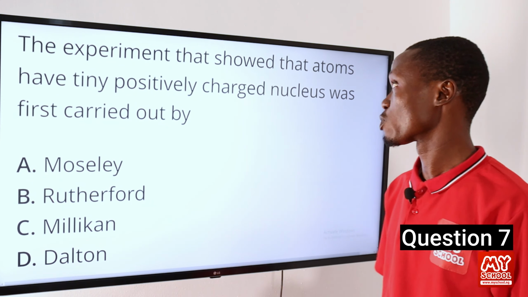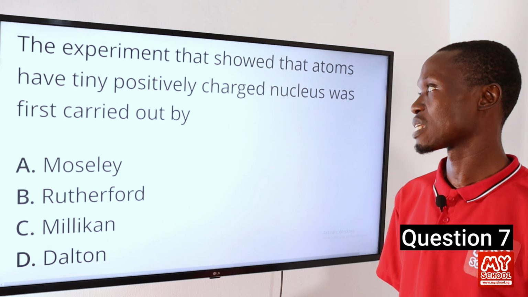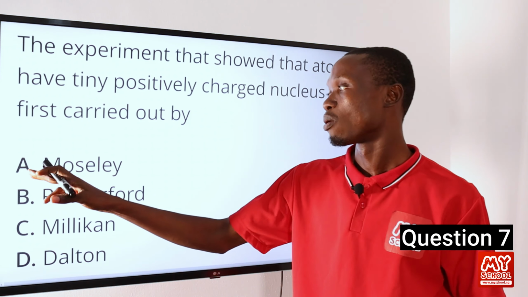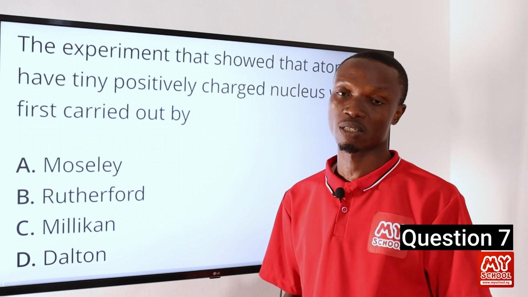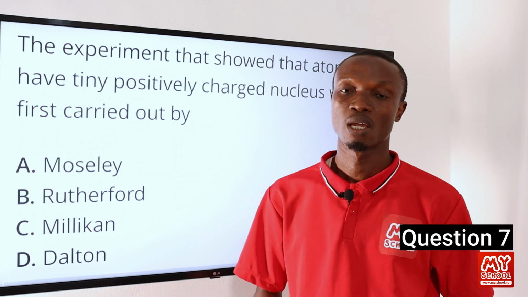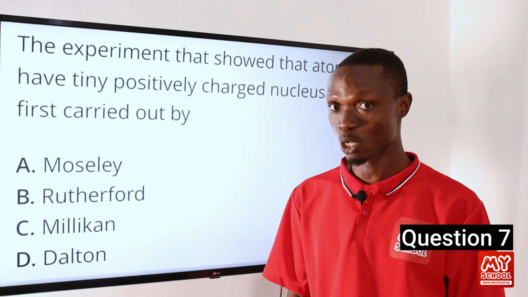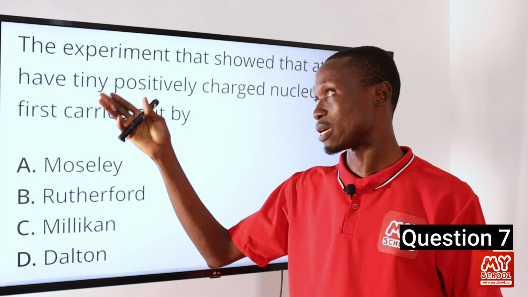Question 7. The experiment that shows that atoms have tiny positively charged nucleus was first carried out by dash. A, Mosley. Okay, so Mosley is the scientist that showed through experiment that the major properties of the atoms of an element depend on its atomic number. So this is not the answer to this question.